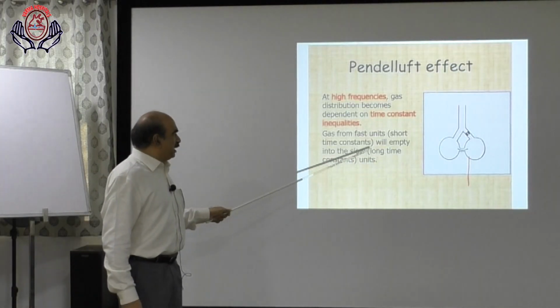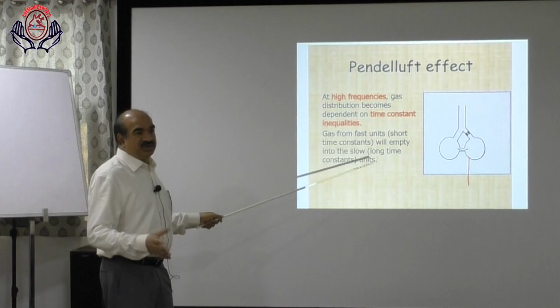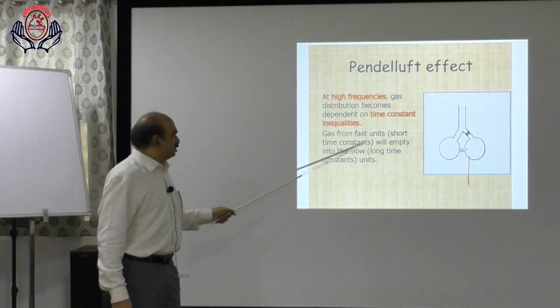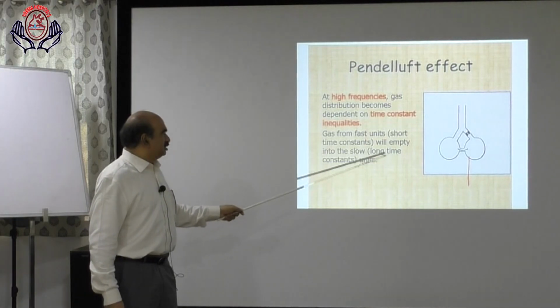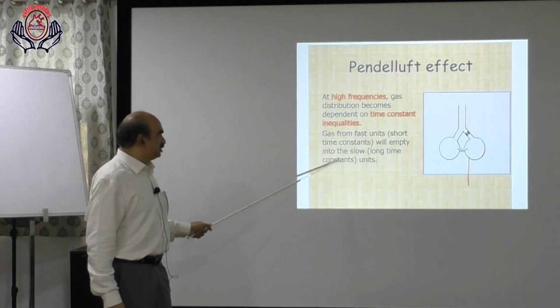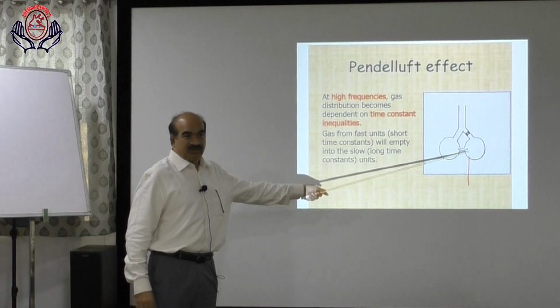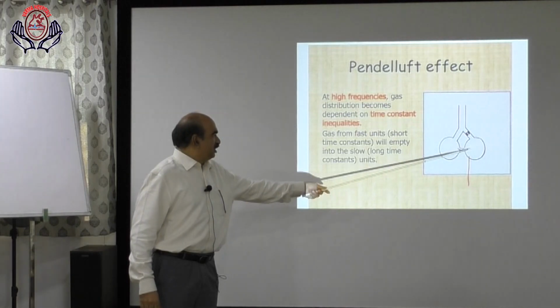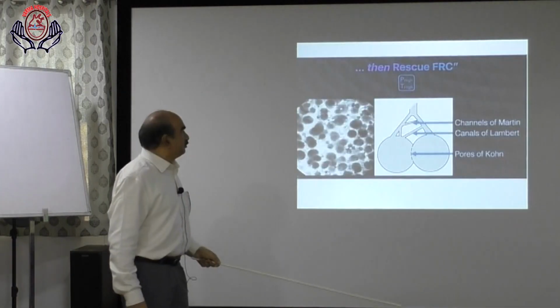So we should know about time constants. In ventilator settings, we can know time constants. In fast units, there are short time constants. In slow units, there are long time constants. So in alveolar oxygenation, there is pendelluft. It will move from the fast units to slow units.